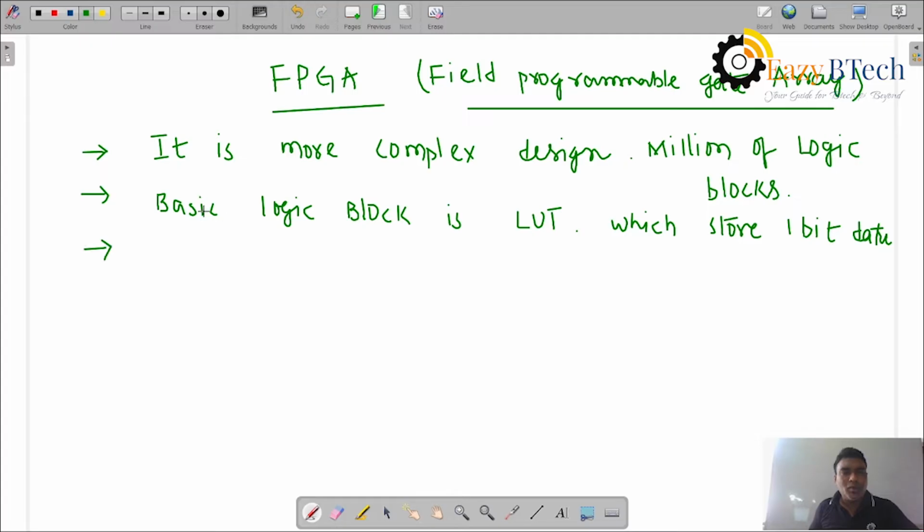So the cost is high, and also more power consumption. We can say this is a difference between FPGA and CPLD. FPGA has more cost and more logic blocks, and more power consumption, while CPLD has low cost and fewer logic blocks.